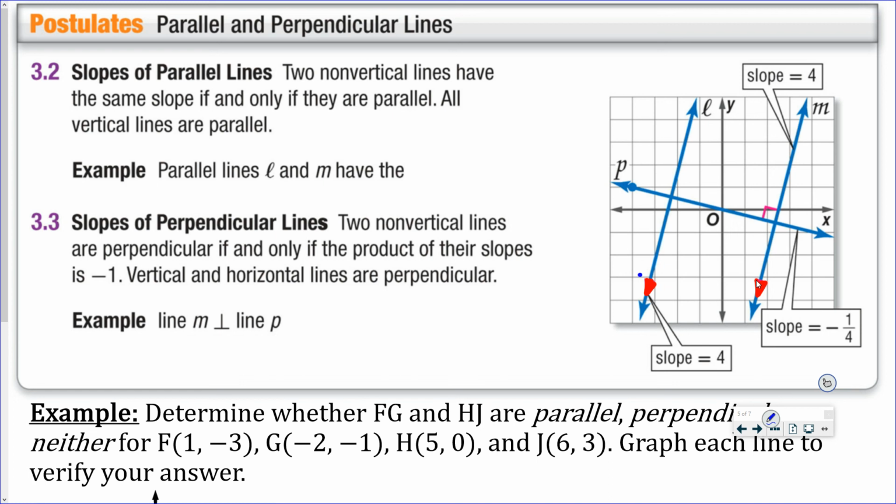These are marked parallel. What are their slopes both? 4. Parallel lines. This is a postulate, something we just accept as truth, even though there's no proof to it. Parallel lines have the same slope.